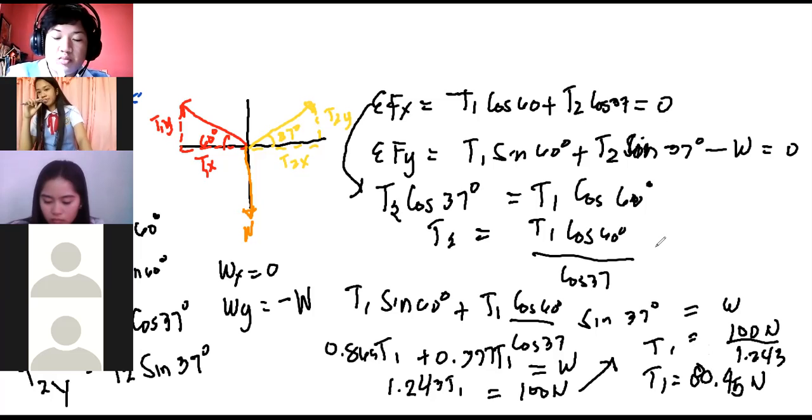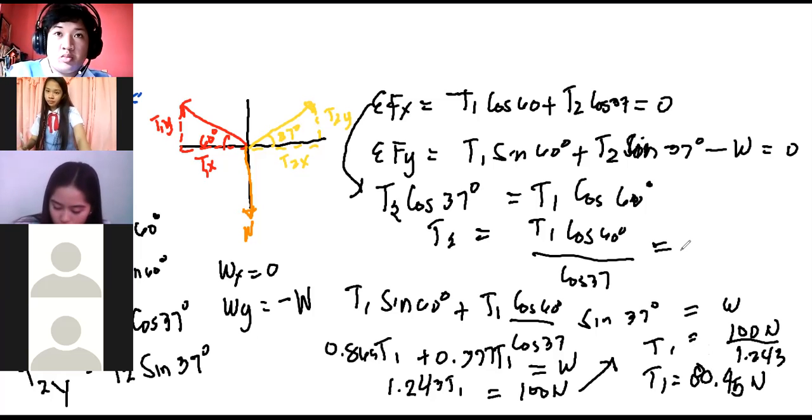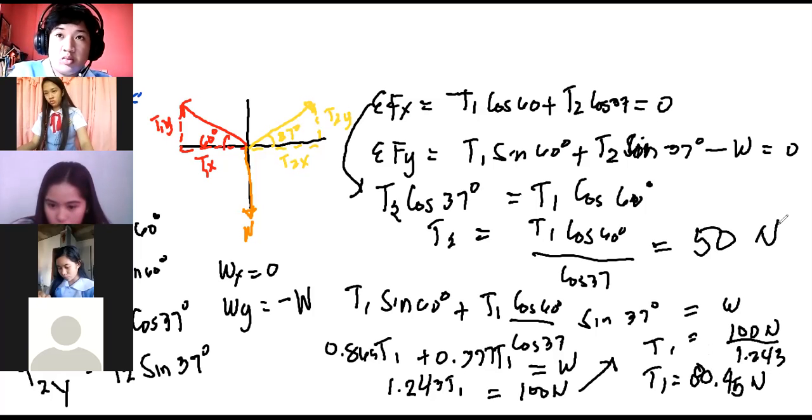How about for tension 2? Let's answer. So that will be 80.45 multiplied by 60 cosine divided by 37 cosine, and your answer is 50. So this one is 50 Newton. So your answer is tension 2 is 50 and tension 1 is 80.